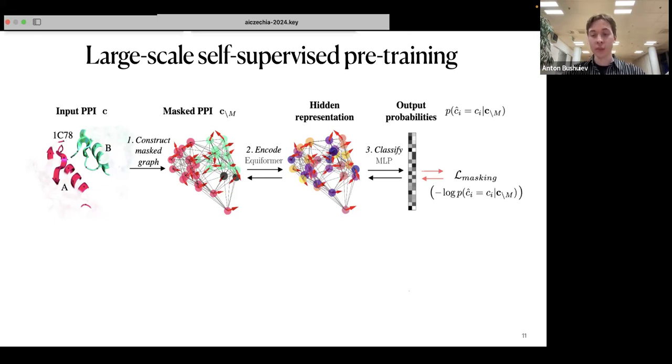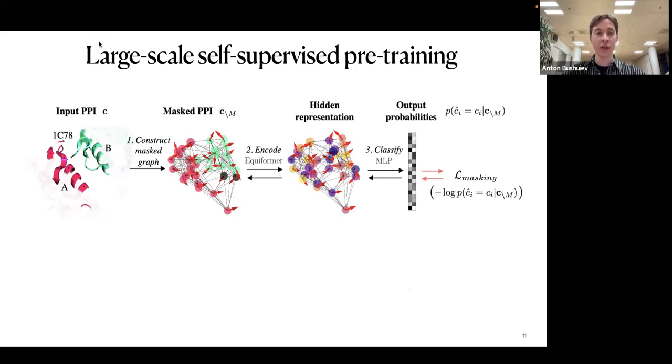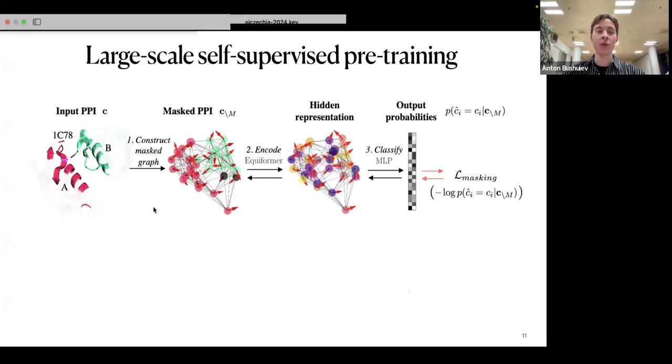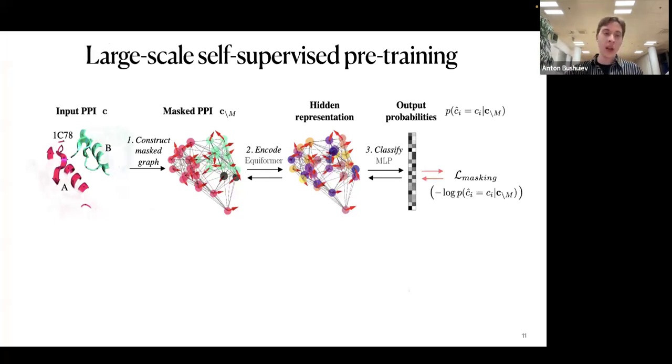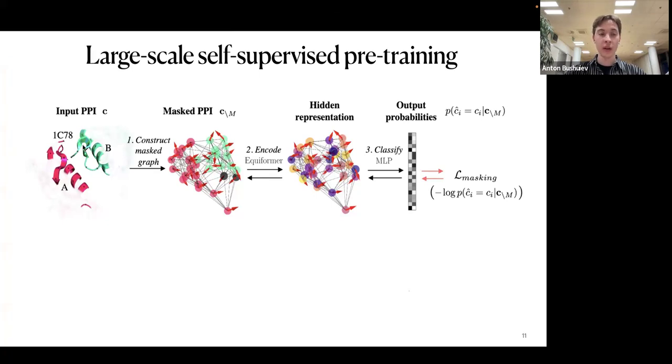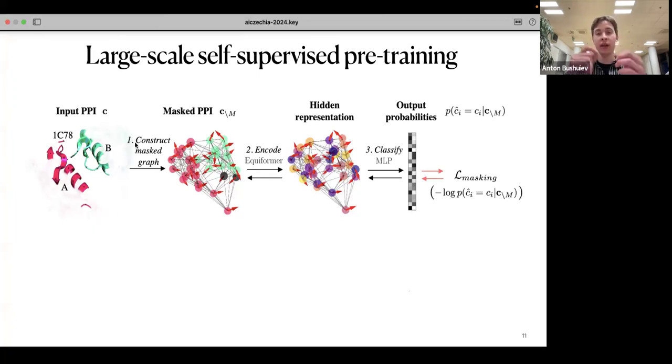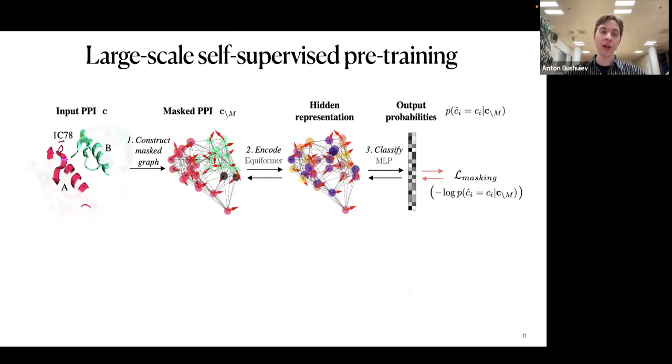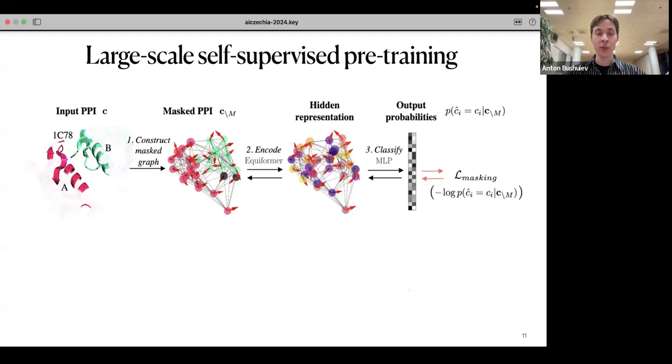So here is the illustration of the self-supervised pre-training from unlabeled protein-protein interactions. In the first step, we sample some interaction from our large data set, and then we store our labels, which are the types of amino acids here. So we store a vector C, and the length of this vector is equal to the number of amino acids in our interaction. And then the entries are just, let's say, from 1 to 20, which correspond to different standard amino acids, or those building blocks.